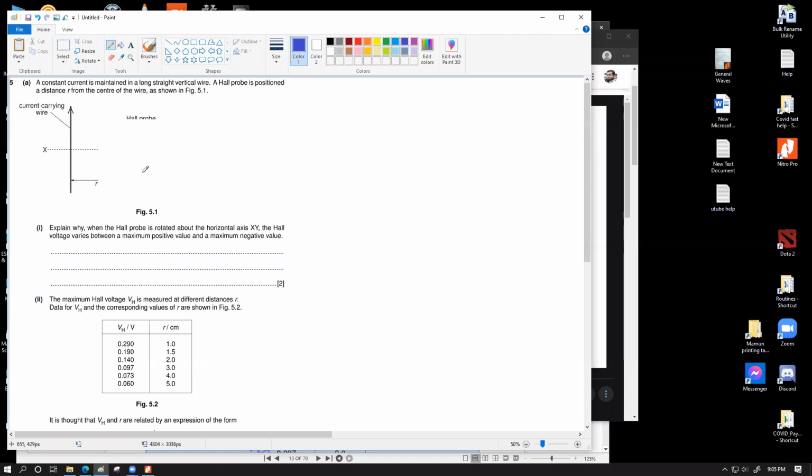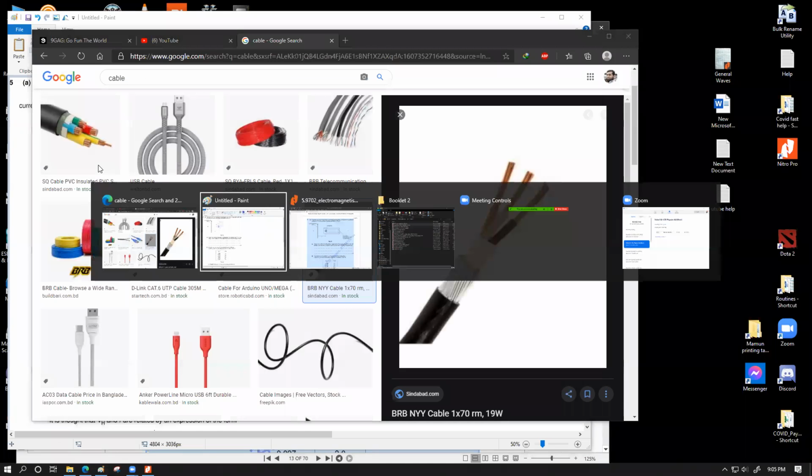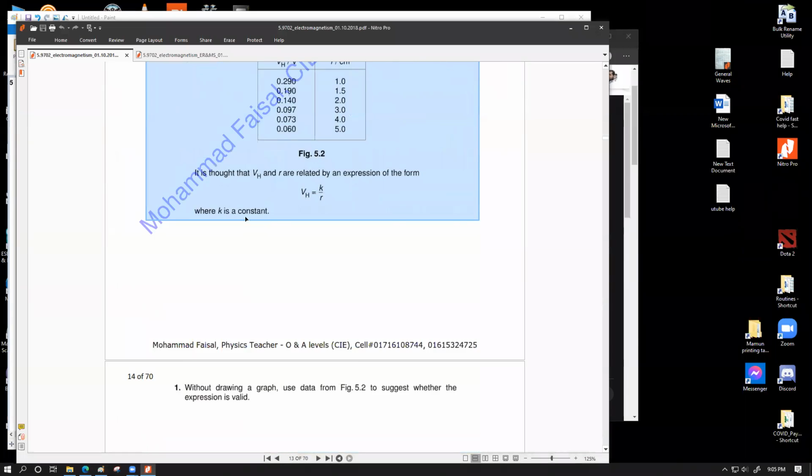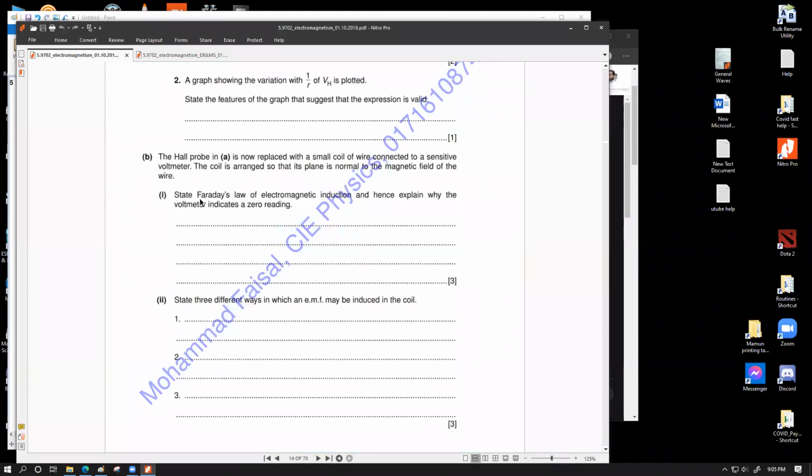Might as well draw this. Let's say that is like this, and the plane of the coil is perpendicular to the magnetic field lines, because in this case the magnetic field lines would be crosses in this location. So giving some crosses to remind me of this information. So that's how we replace the coil. The question says state Faraday's law of electromagnetic induction and hence explain why the voltmeter indicates a zero reading. So you just mention Faraday's law of electromagnetic induction. What is Faraday's law?